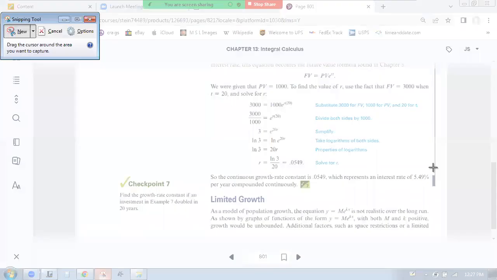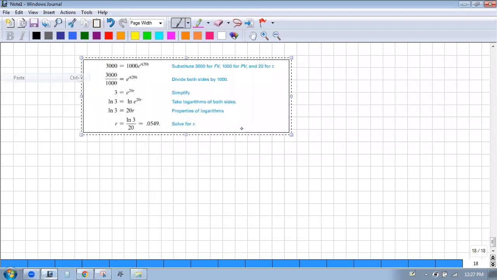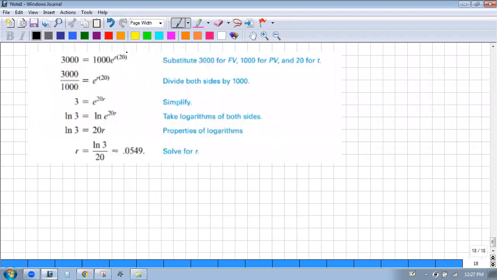So here's the step-by-step of what I just did. Right? Plug in 3,000 and 20. Right? Divide by the 1,000. Reduce. Natural log of both sides. Divide by 20. So we have r is 5.49%.